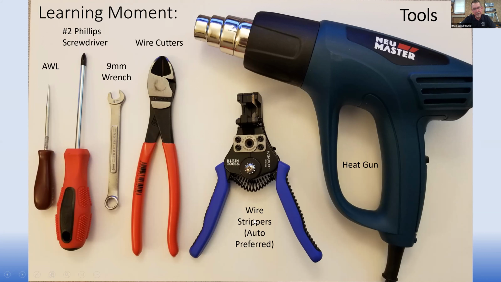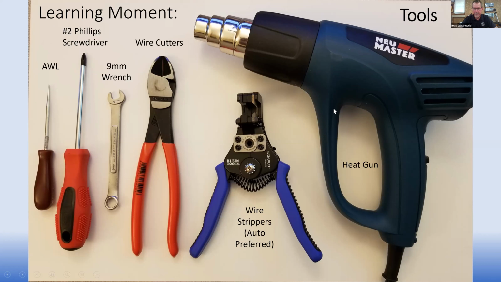Wire cutters. And then I also got some new wire strippers for this one because of the number of wires that I was going to be stripping. I got one that automatically strips the wires, and that saved a lot of effort and frustration in making sure that all your wires were stripped correctly. And also a heat gun for shrinking the heat tubing around the resistors.